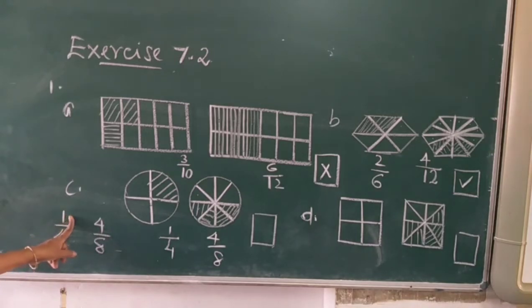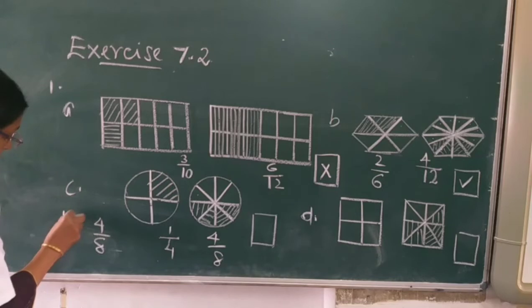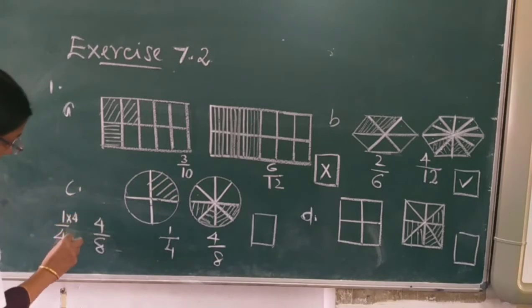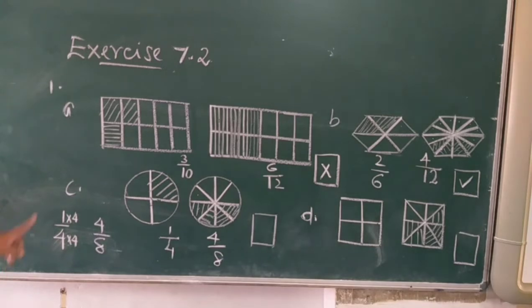Here the numerator is 1, here it is 4. Okay, 1 into which number is 4? 1 into 4 is 4. Then multiply both numerator and denominator by 4. Let us check are they equivalent or not. 1 into 4 is 4.